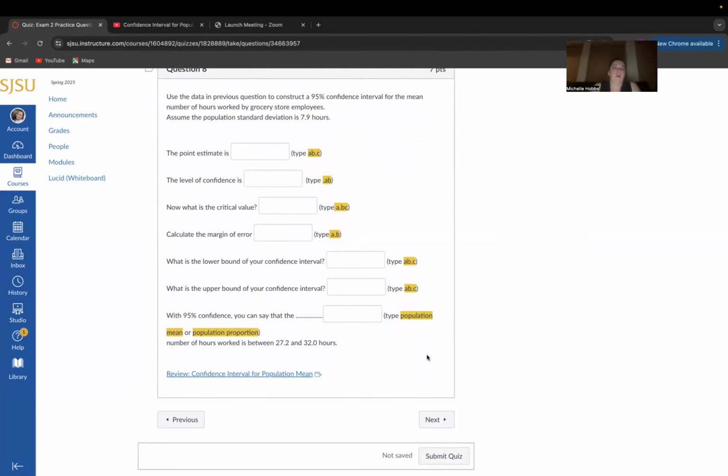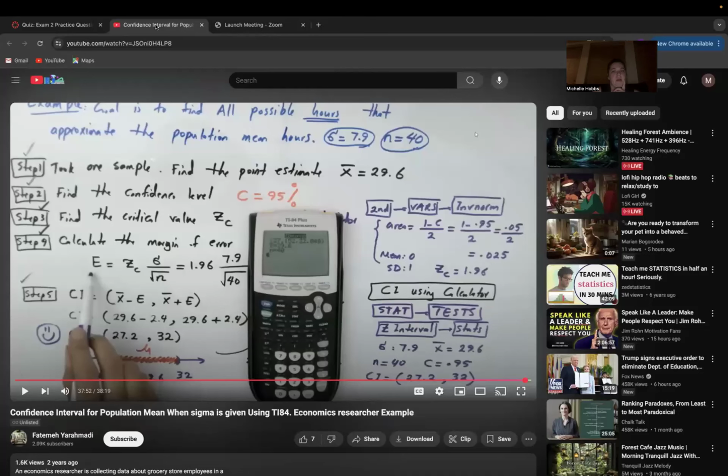Okay, use the data in the previous question to construct a 95% confidence interval for the mean number of hours worked by grocery store employees. Assume the population standard deviation is 7.9 hours.